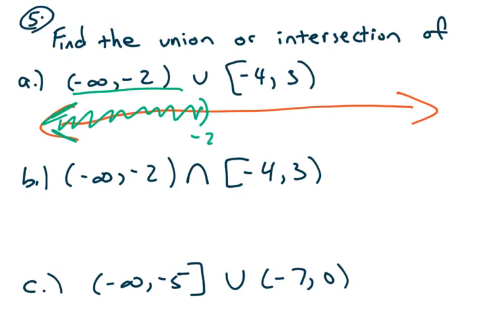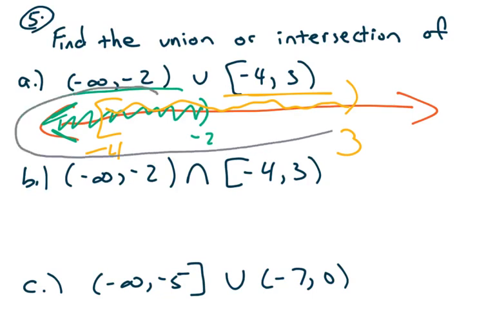The next one's negative 4 to 3, including negative 4. So here's negative 4. I went too far. Negative 4, and it stops at 3. Okay, so union would be all of this, right? So if I say all of this, that means I'm going all the way through here, which means that the answer, the union, would be negative infinity to 3, right?